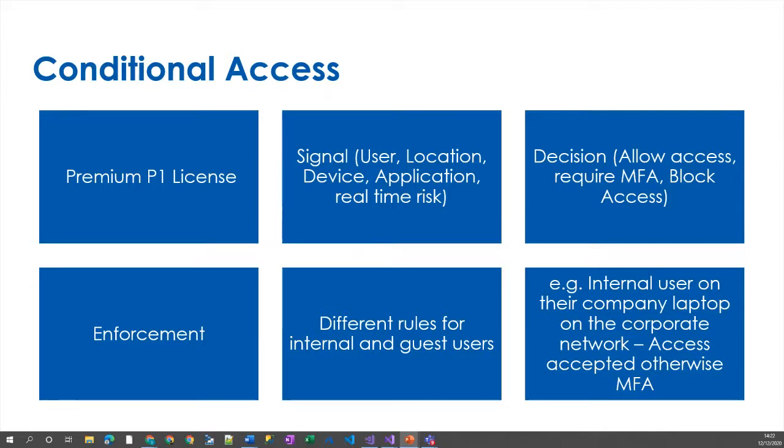And then you can set different rules up for whether they're internal users or guest users. For example, for an internal user on the company laptop on the corporate network, access is accepted. Otherwise, it's MFA. So we might also set something up that says we know that you always log in from your corporate network, we don't want you to log in from anywhere else. So we'll allow list your IP range for your corporate network, and then if there are any logins outside of that, then we'll block access. So we can do quite a few things.